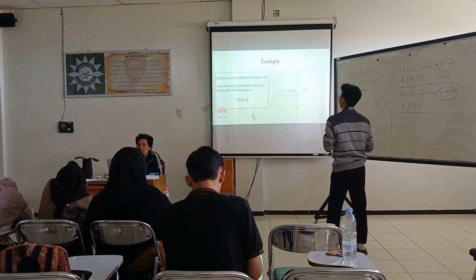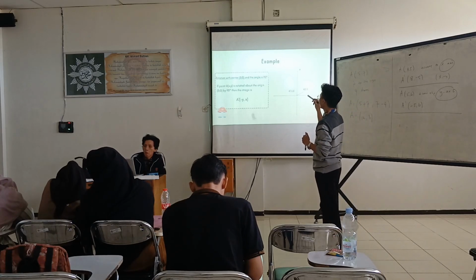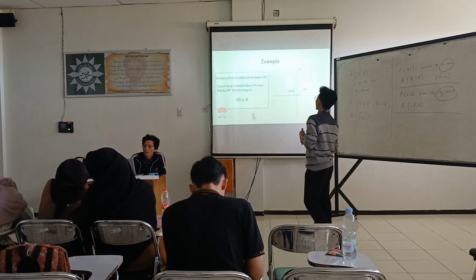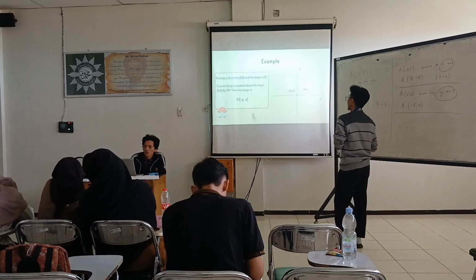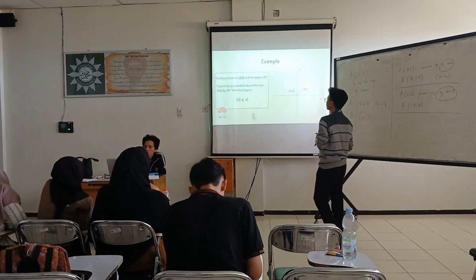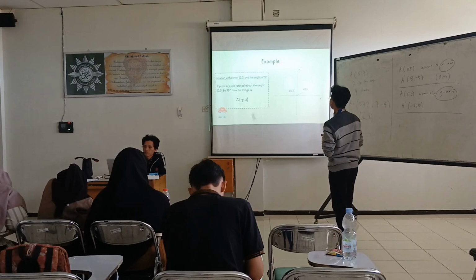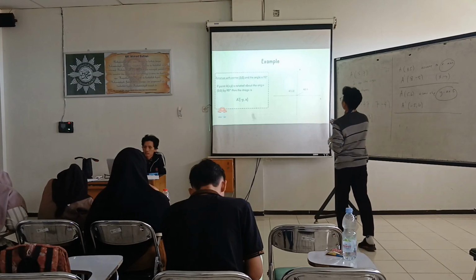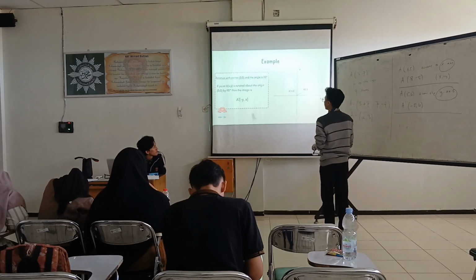For example, rotation with center 0,0 and the angle is 90 degrees. If point A (x, y) is rotated about the origin (0,0) by 90 degrees, then the image is (-y, x). You can see the answer in the picture.